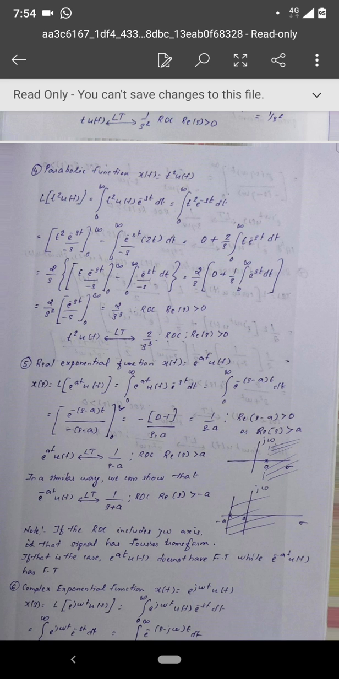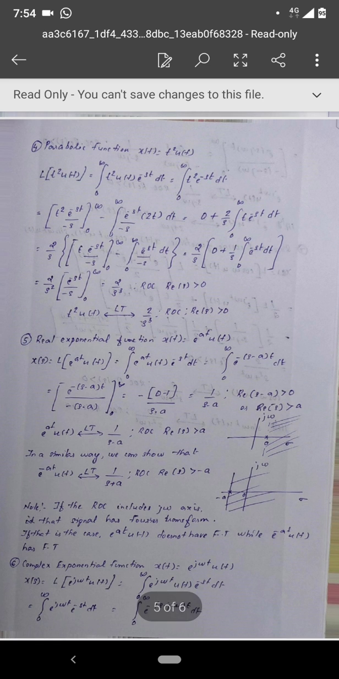If you apply that, and if you take the common things outside, that is minus and t, we can write it as integration from 0 to infinity e raised to minus (s minus a) t dt. If you apply the integration and apply the limits, you will get 1 by s minus a. Here you can see that the pole is at s equal to a.